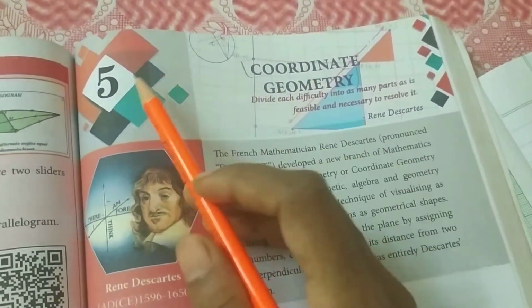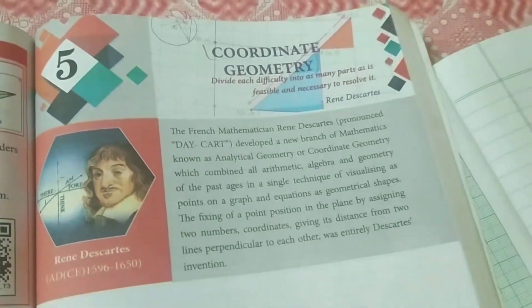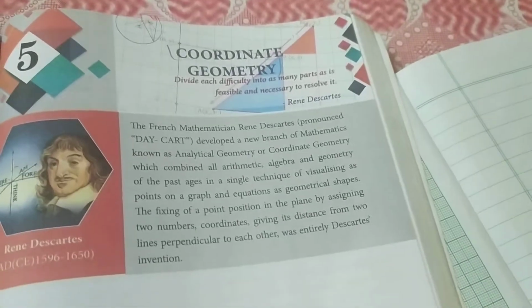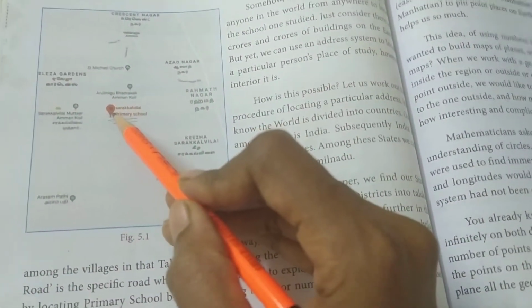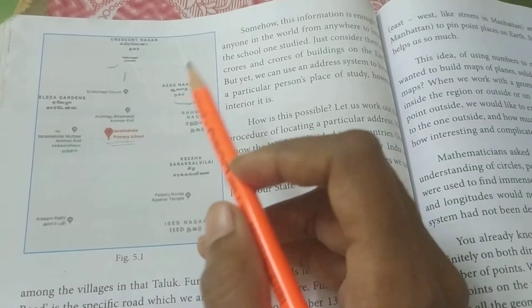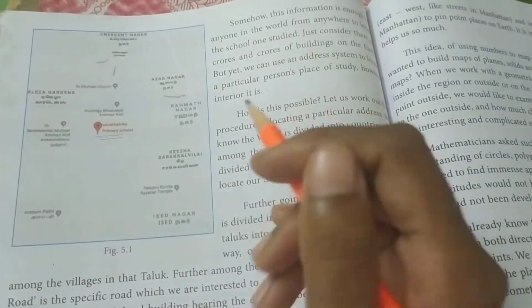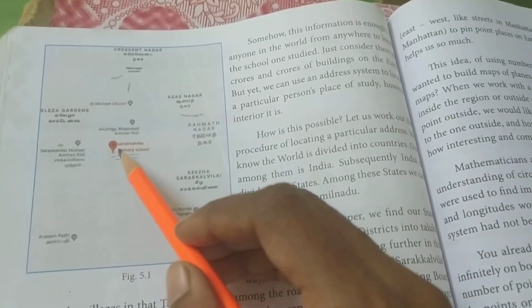So now we are going to see the fifth chapter, coordinate geometry. The first exercise we have is the graphical representation. Coordinate geometry means, for example, you are standing in the school. Or for example, GPS, you are taking a GPS.